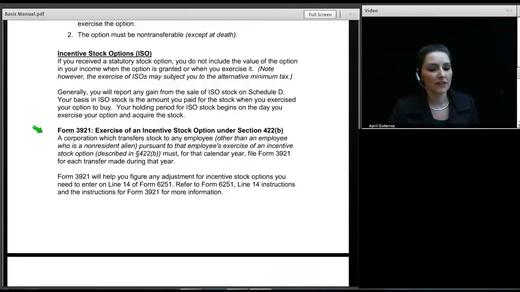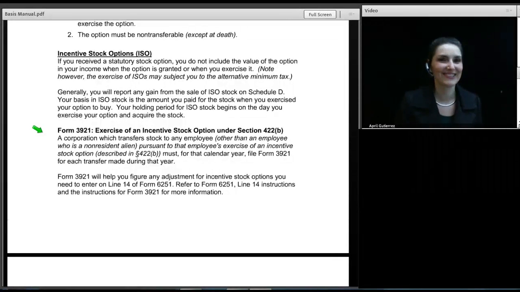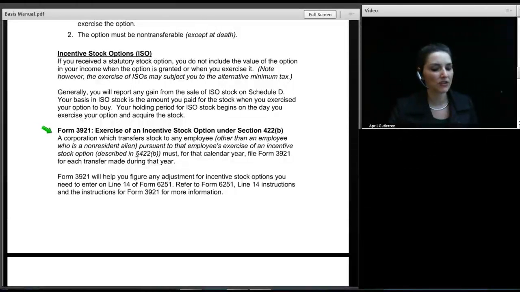Now, there is a problem historically with these ISOs in that even though the law says you're supposed to report the income, there's never been a reporting function where a company that issues incentive stock options to an employee tells the IRS that that happened. So do you think that maybe people were exercising stock options and then not reporting it on 6251? There was probably quite a bit of that going on. And so in 2010, the IRS introduced a new form called 3921.